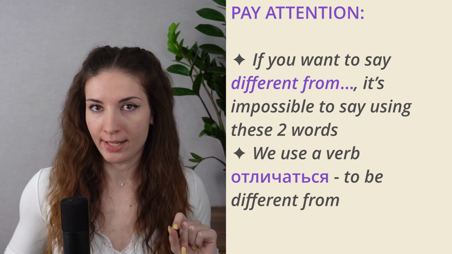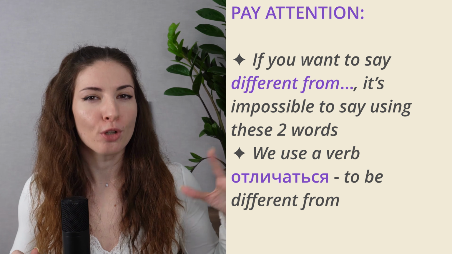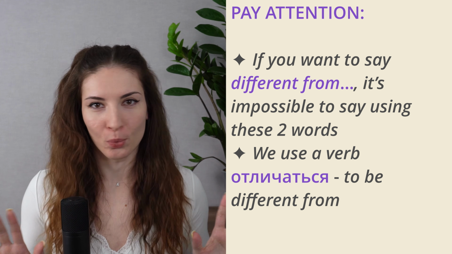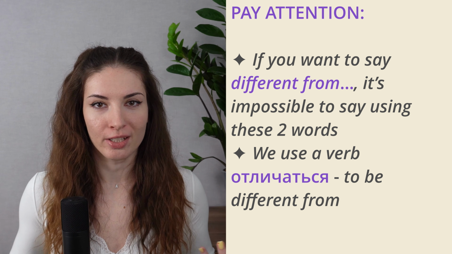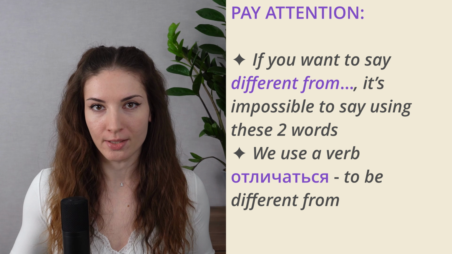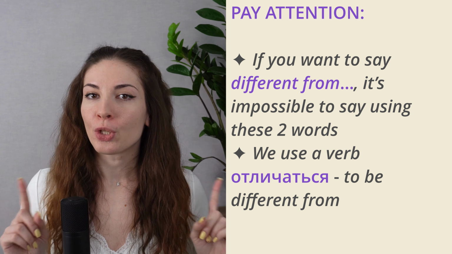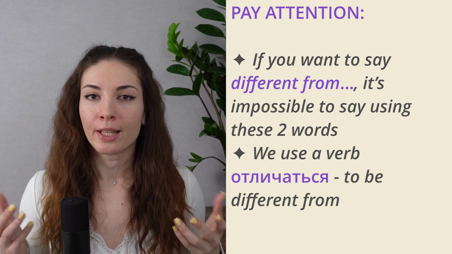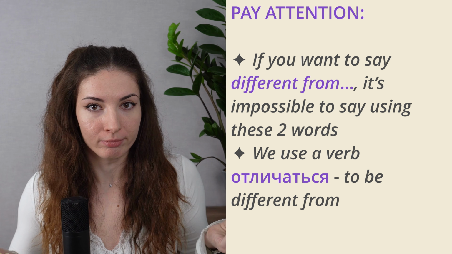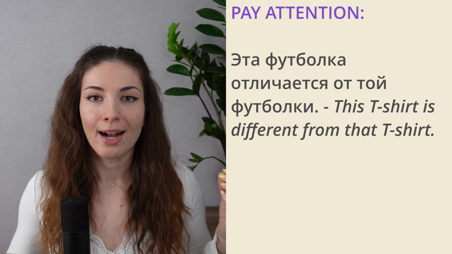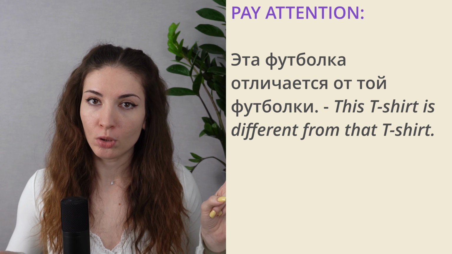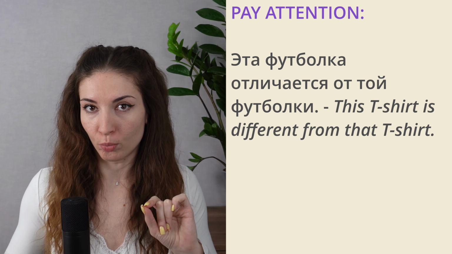Pay attention that if you want to say different from, if you try to compare things, these two words won't work here. We don't have this construction in Russian. Разный от, другой от, it doesn't exist. If you want to do that, you have to use the verb. The verb will be отличаться, to be different from. Like, эта футболка отличается от той футболки.